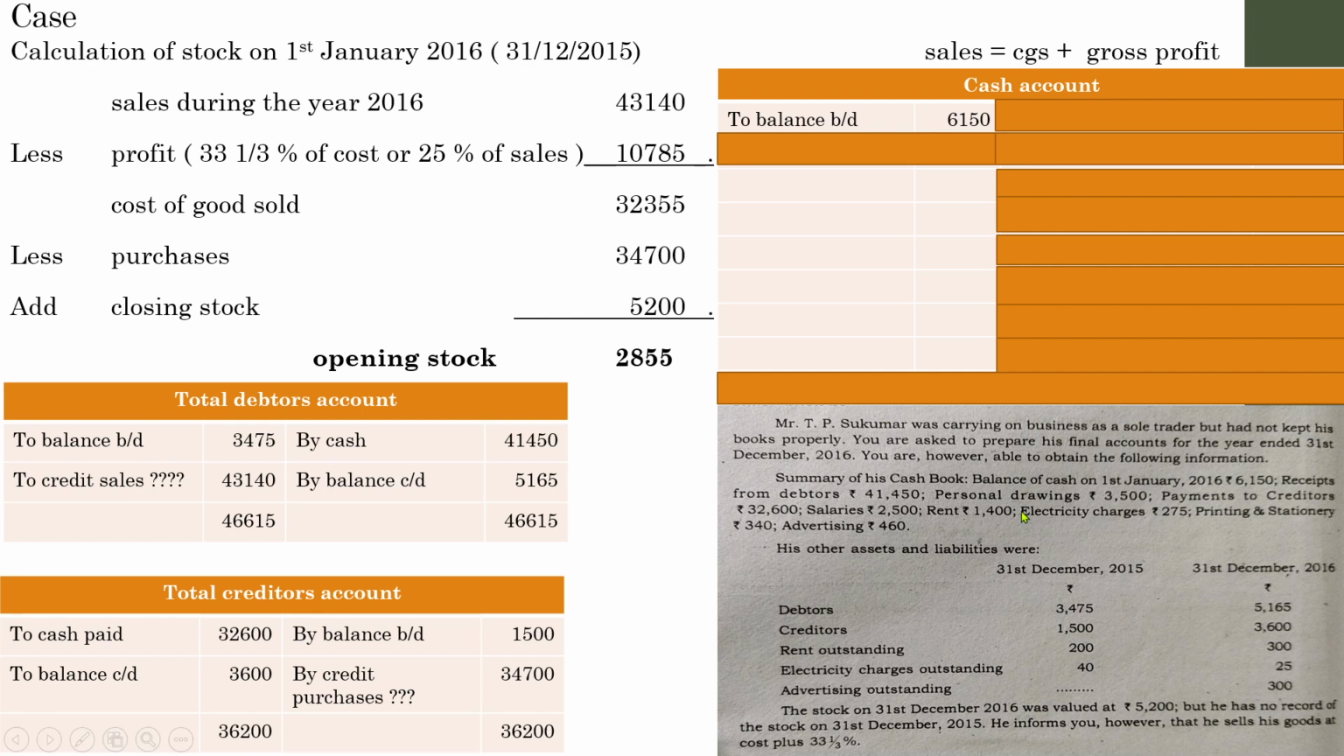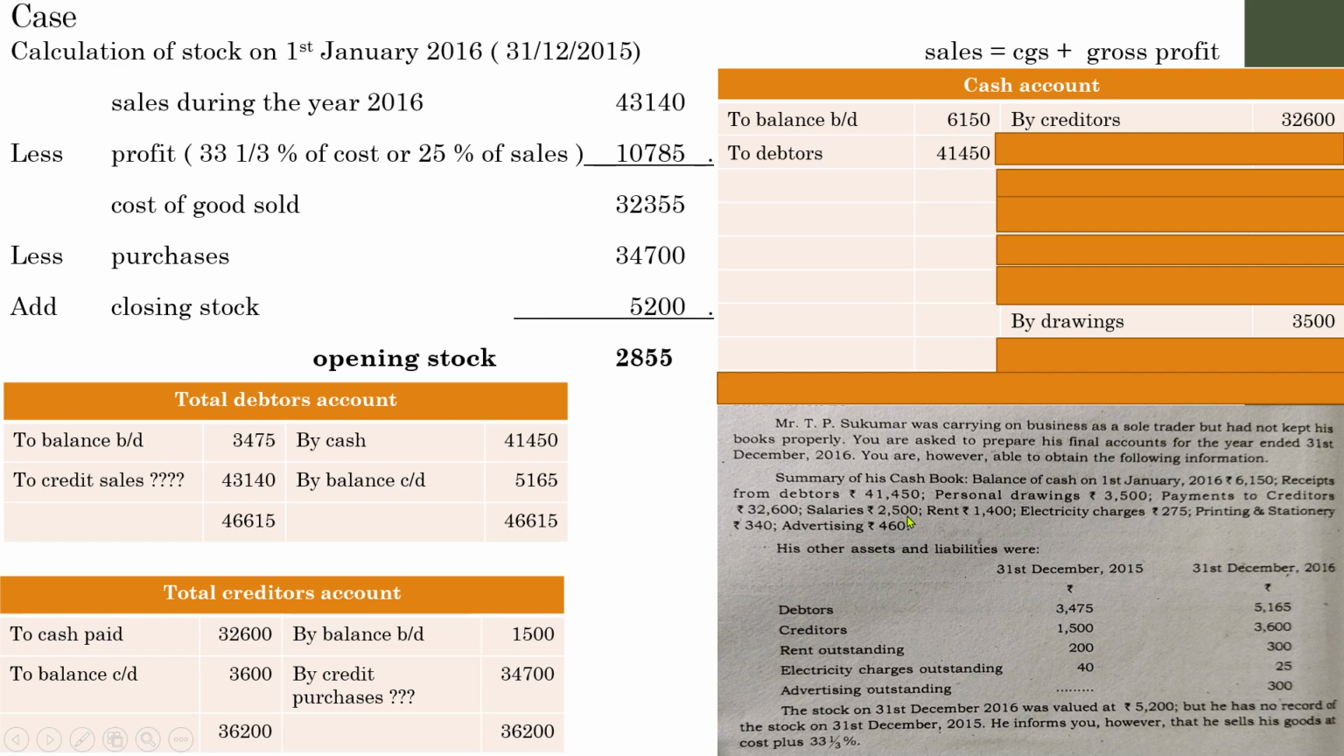So let us continue with that. Received from debtors 41,450. So by debtors, sorry, to debtors 41,450. Next one, personal drawings 3,500. Drawings account debited to cash. By drawings 3,500. Payment to creditors 32,600. So the entry will be creditors account debited to cash. In the cash it will be by creditors.